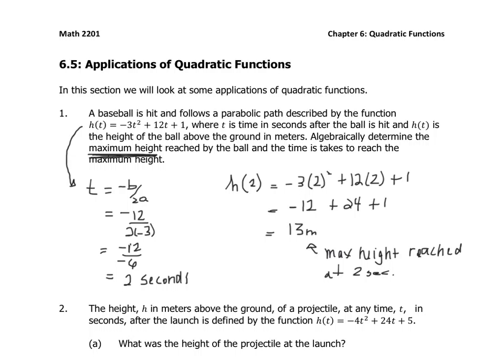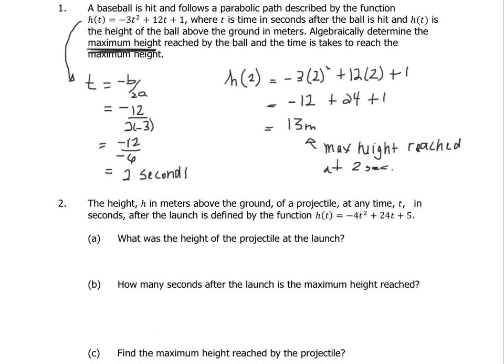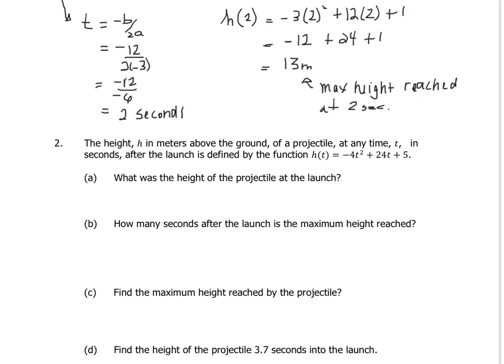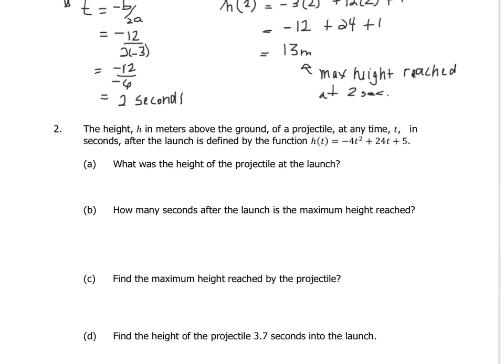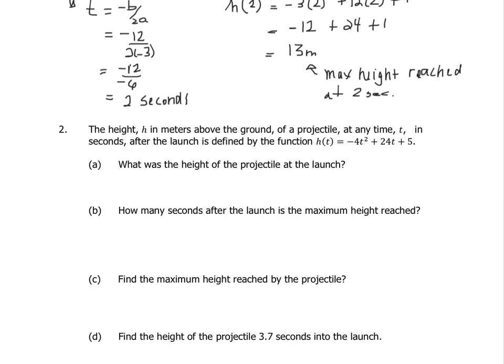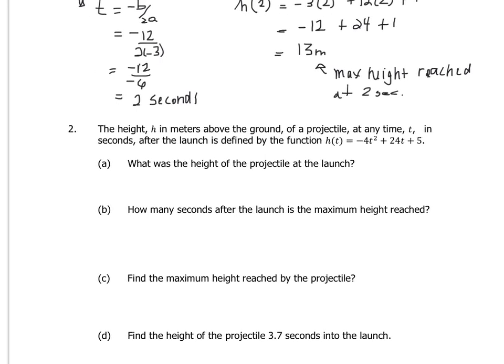Okay, the next question is another word problem. The height h in meters above the ground of a projectile at any time t in seconds after the launch is defined by the equation h of t equals negative 4t squared plus 24t plus 5.